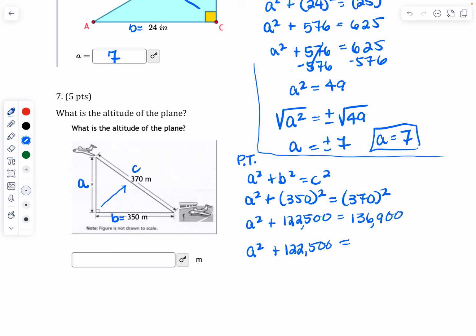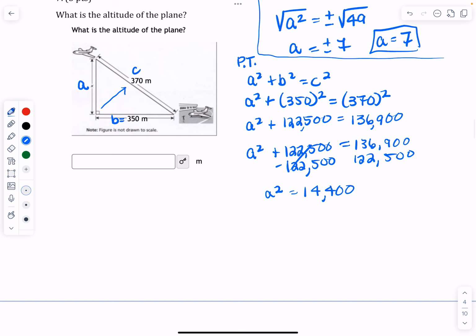My next step is to remove the 122,500 from that side and move it over to the right-hand side. So I'm going to subtract 122,500 from both sides. The whole reason I'm doing this is I'm trying to get A squared by itself. So if I take 136,900 minus 122,500, when I do that, I get 14,400.